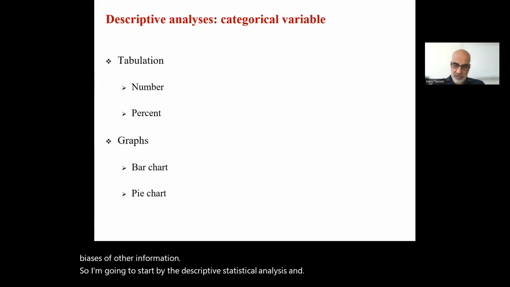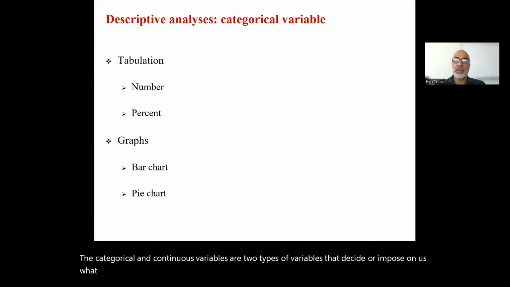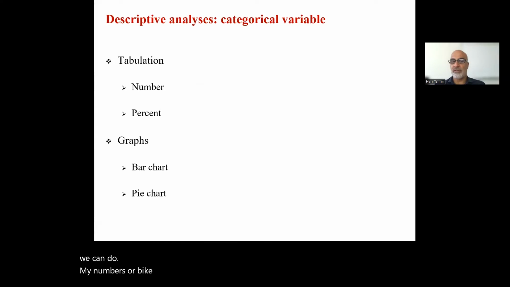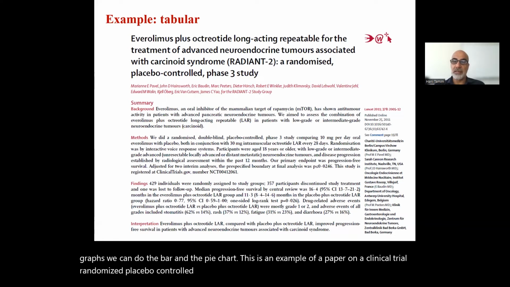So I'm going to start with the descriptive statistical analysis. The categorical and the continuous variables are two types of variables that decide or impose on us what analyses we're going to be doing. So for the descriptive analysis of a categorical variable, we can do it by numbers or by graphs. By numbers, we have to provide the number and the percent, and by graphs, we can do the bar and the pie chart.